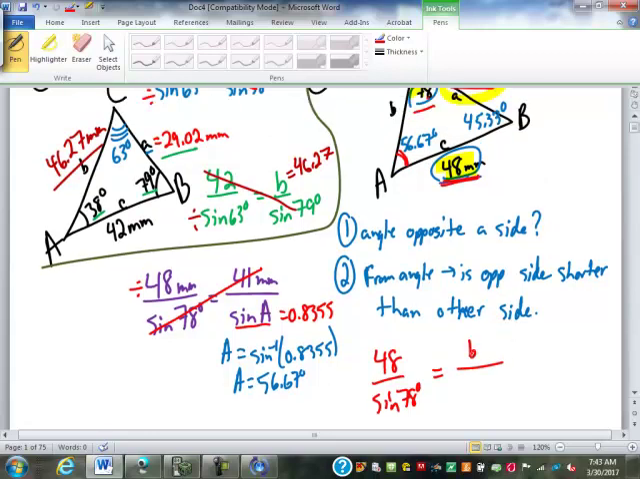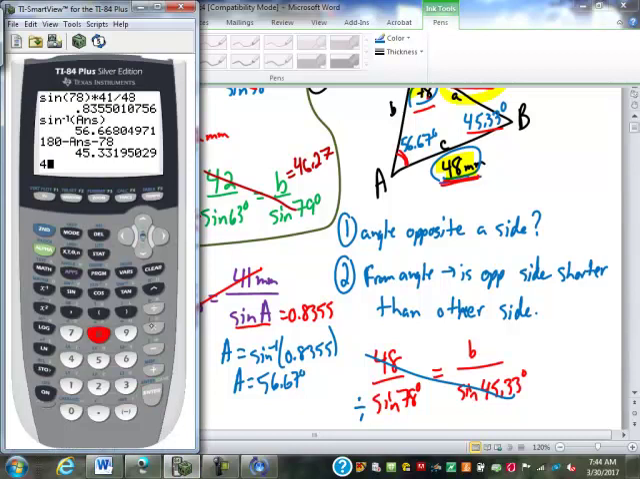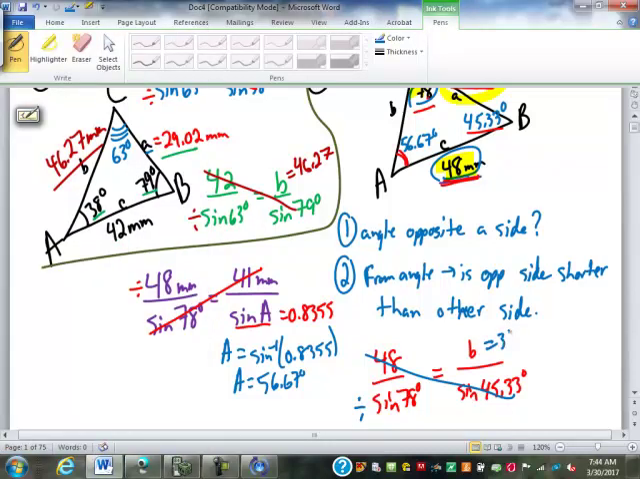Side B is going to go over the sine of that new angle B. And we cross multiply and divide. 48 times sine of 45.33 divided by sine of 78. 34.90 looks like. That's not degrees, that should be millimeters. So this side is 34.90 millimeters.